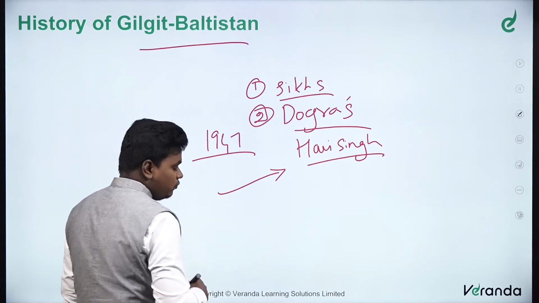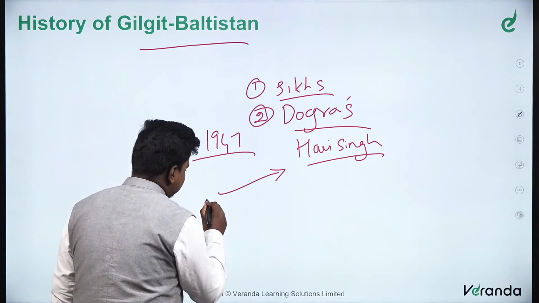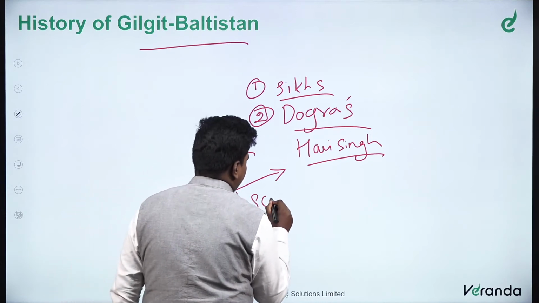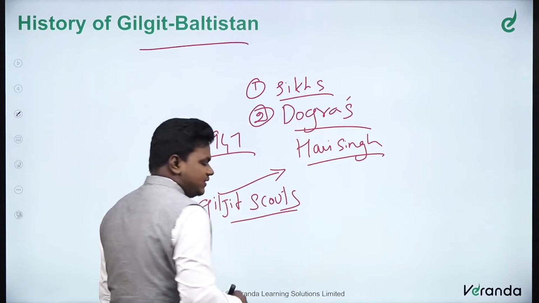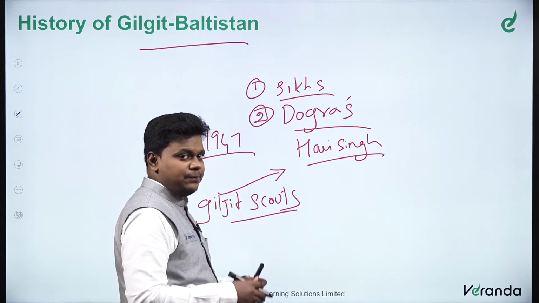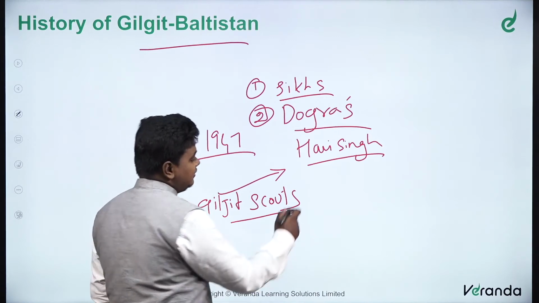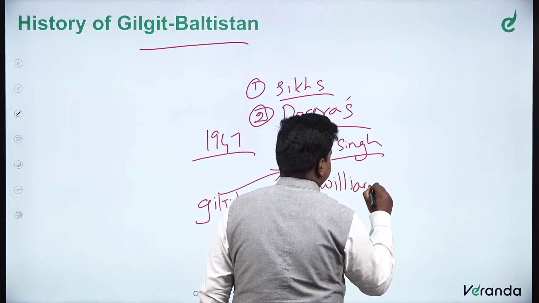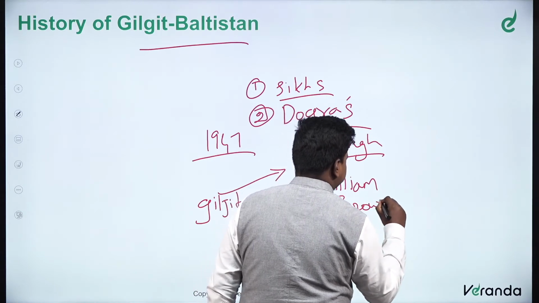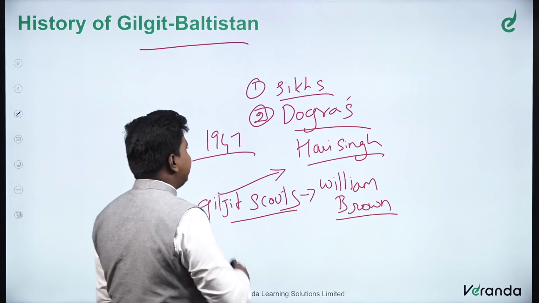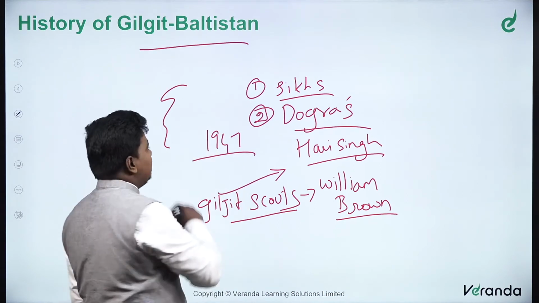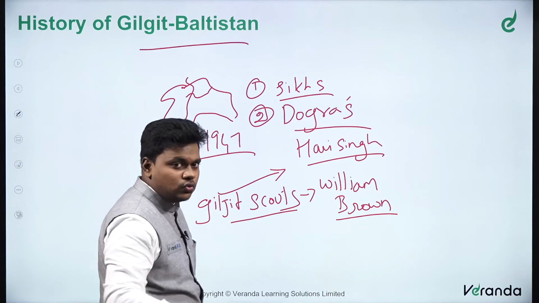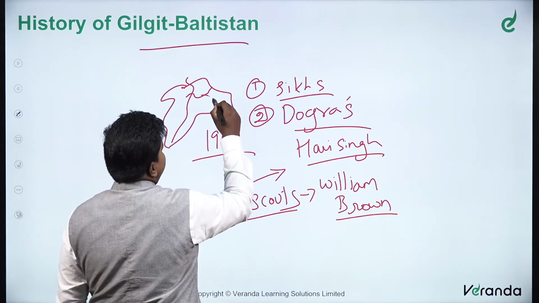Eventually, there was a British force present in the Gilgit region. They were the Gilgit Scouts. The Gilgit Scouts, which were under the imperial army, revolted under the leadership of a commander called William Brown. So eventually they revolted and captured the entire Gilgit and also the Baltistan region.